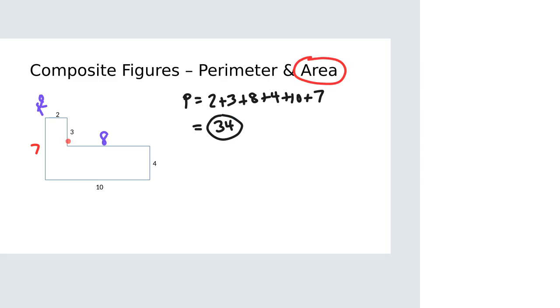I have a formula for the area of a rectangle, the area of a parallelogram, the area of a triangle, but I don't have a formula for the area of an L shape. So I'm not going to be able to do like, what's the formula of an L shape? Instead, what I'm going to do is I'm going to cut this into smaller pieces. I'm going to create a rectangle here, and then I'm going to create another rectangle down here. I'm going to find the area of those 2 rectangles and add them together.